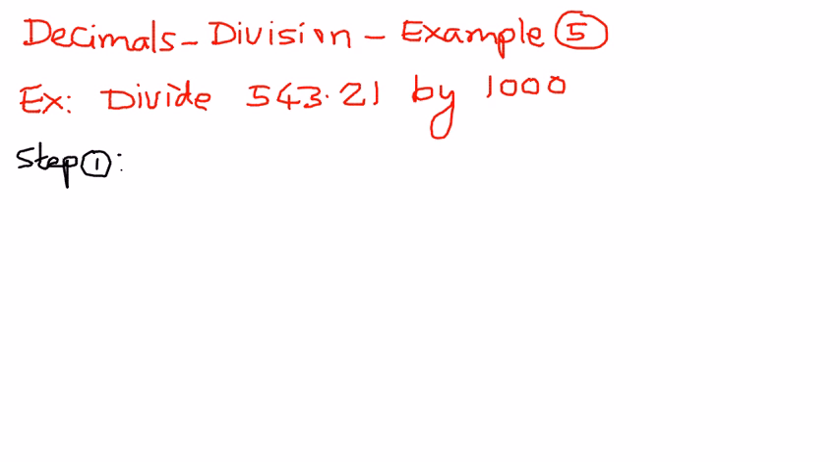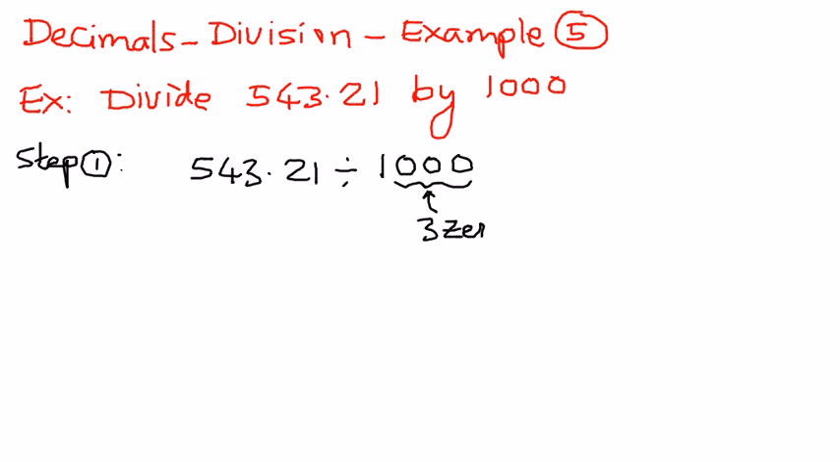Step number 1, write the given number down, 543.21 divided by 1000. But there are 3 zeros in 1000, or we can also think about it as 10 to the power of 3. The power of 3 means there are 3 zeros in 1000.